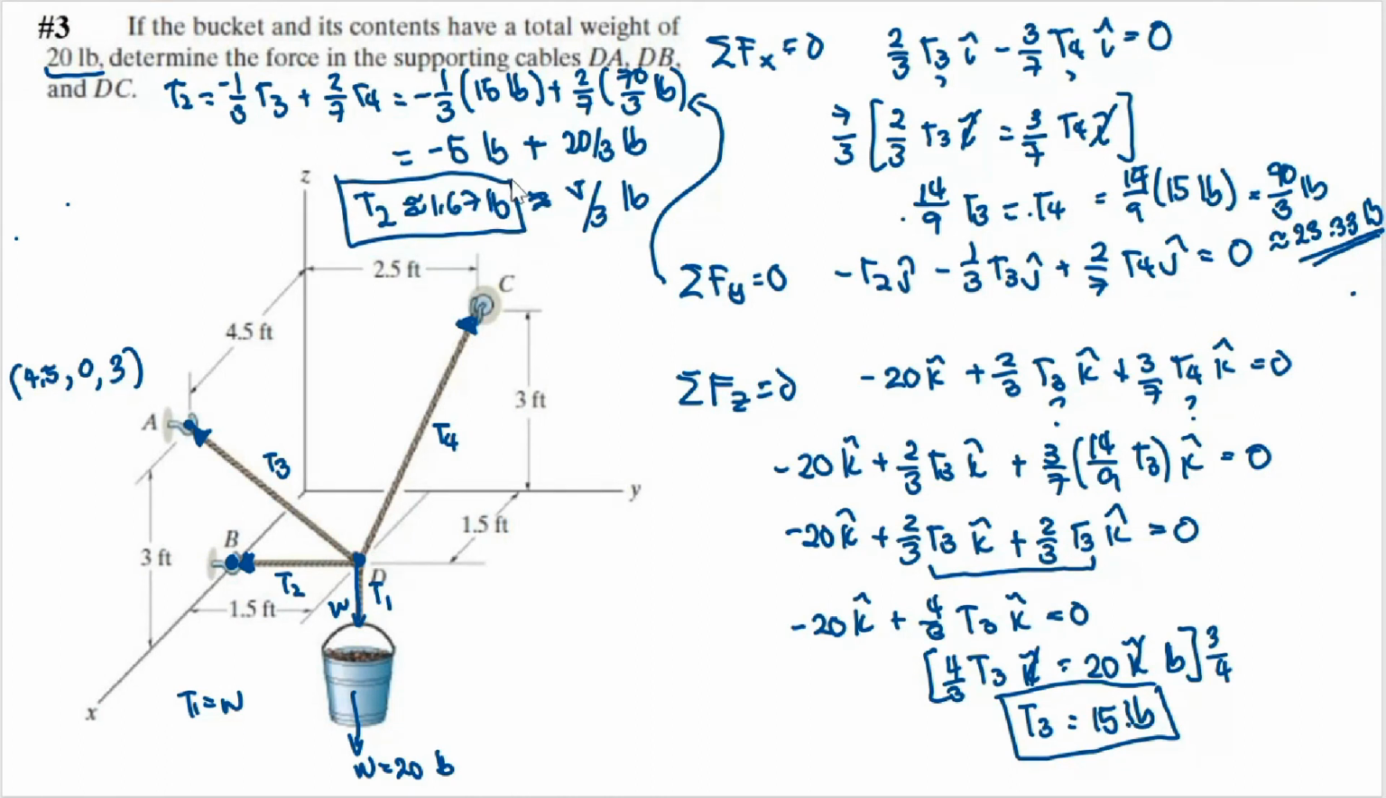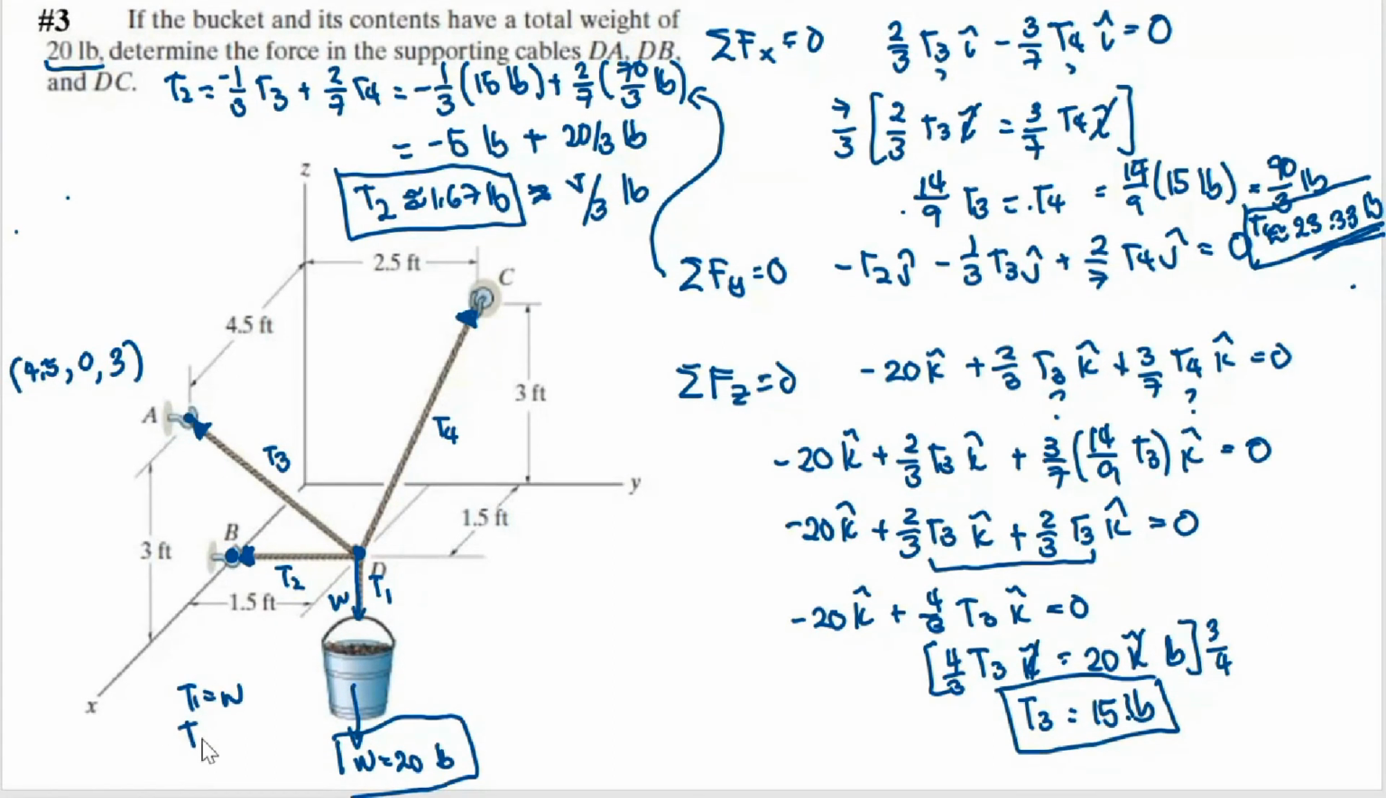Pero kung hindi naman, this is 5 over 3 pound. This is T4, okay? Ayun na natin ang box. And this is T3. And alam nyo namang si weight ay 20 pound and si T1 ay 20 pound din. Okay, now we now know the different forces.